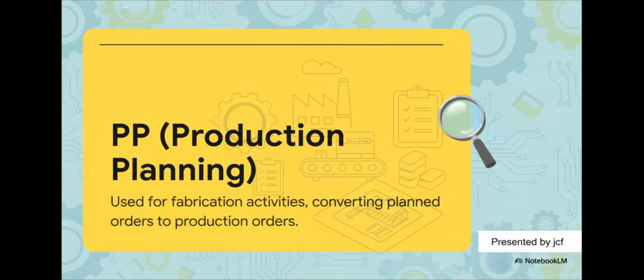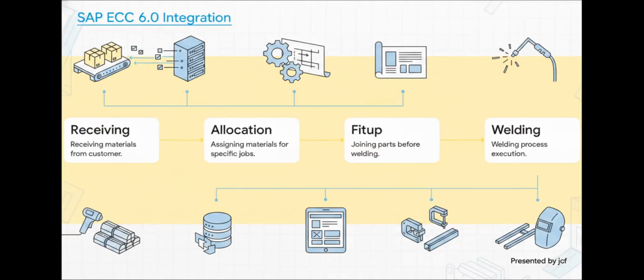PP is the vital module used for fabrication and manufacturing. It manages material masters and the BOM. The BOM is the bill of materials, basically your exact recipe for what you're building. PP's main job is to take all that high-level planning and convert planned orders into actual actionable production orders for the shop floor. So what does that actually look like on the ground?